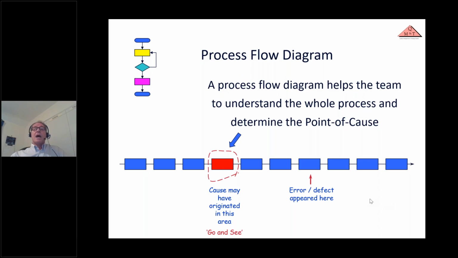And this helps the team to determine the most likely point of cause in the process. The error or defect may have appeared downstream or even external to the organisation, but it's quite likely that the point of cause is upstream, and the team will be able to use their knowledge to determine the most likely place where the cause could have originated. And then, of course, they will go to Genva.